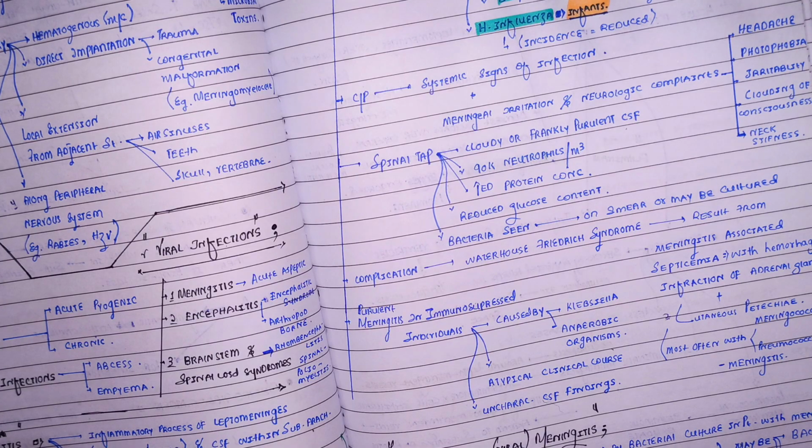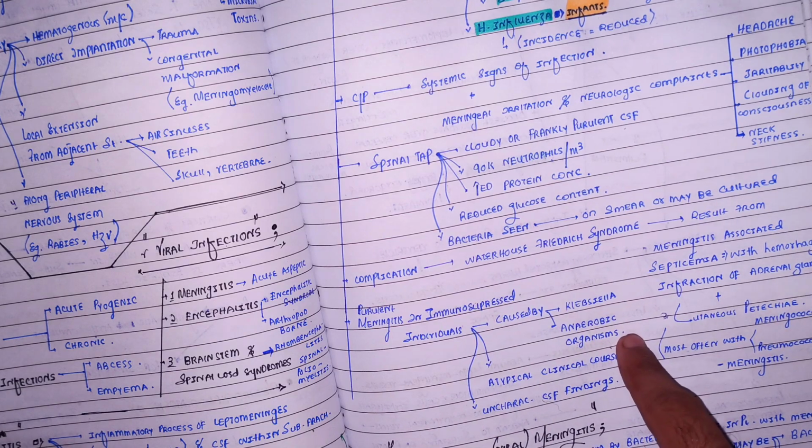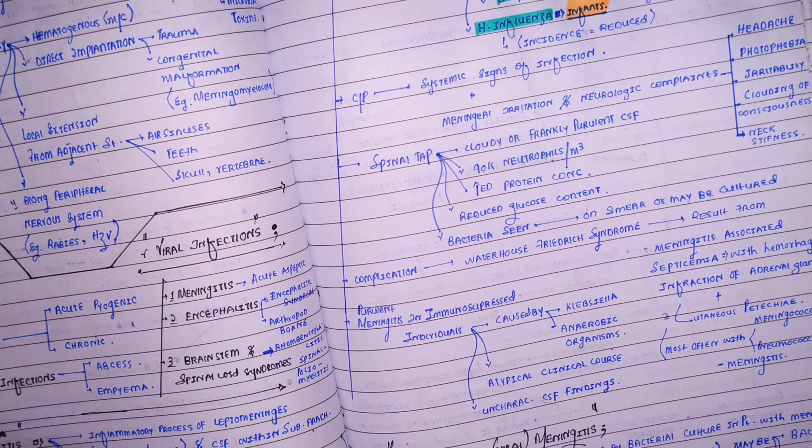If you are having long-standing diabetes, if you are in the post-transplantation stage, or if you are suffering from HIV/AIDS, you are at risk of developing meningitis, and the causative agent will likely be Klebsiella or anaerobic bacteria, right? And in this case, the clinical course of the meningitis will be very atypical. CSF findings will be very uncharacteristic, right?